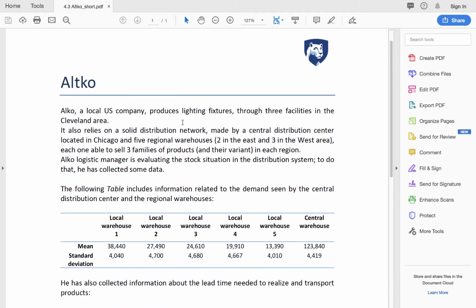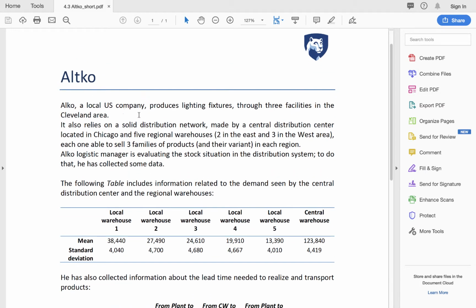So let's see the case of a company, Altko, a local US company which produces lighting fixtures in 3 facilities in the Cleveland area, which means they have 3 different plants in the Cleveland area. But it also relies on a solid distribution network made of a central distribution center located in Chicago and 5 regional warehouses, 2 in the east and 3 in the west, each one able to sell 3 families of products and their variants in each region. Why? Because probably each region requires these 3 families of products.